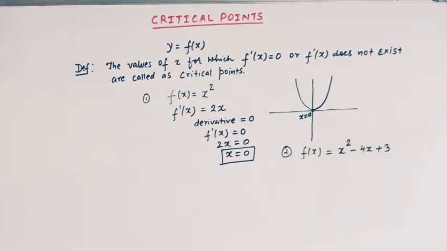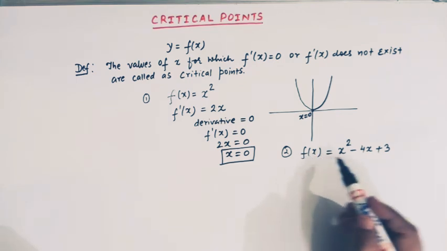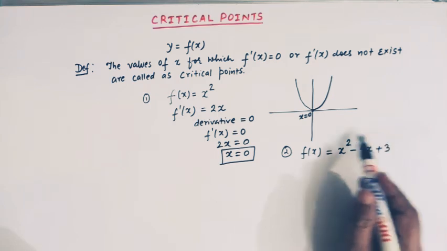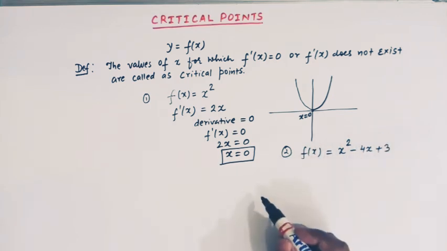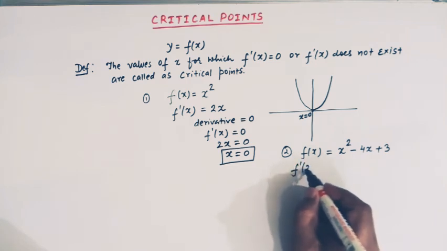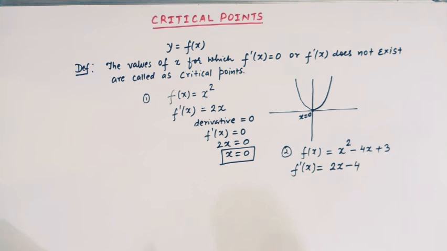Now let us take one more example. Here we have the function f of x is equal to x square minus 4x plus 3. Now this is also a quadratic function, and let us differentiate it. So f prime of x is 2x minus 4.